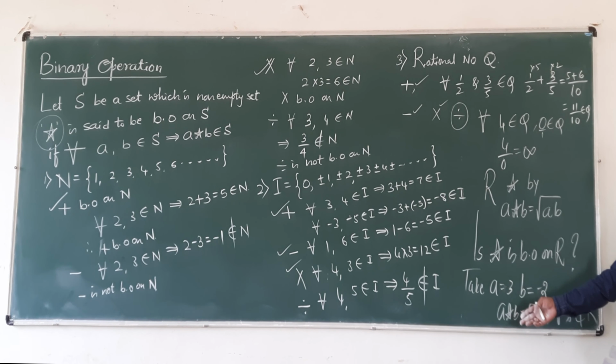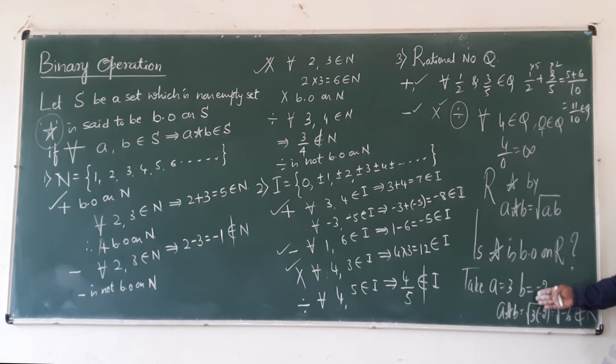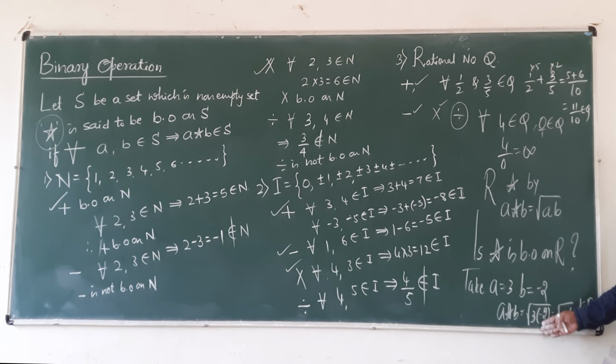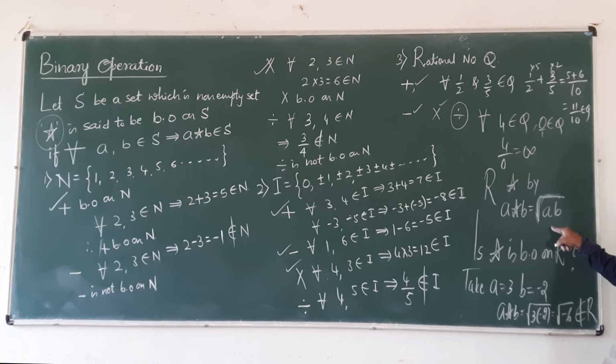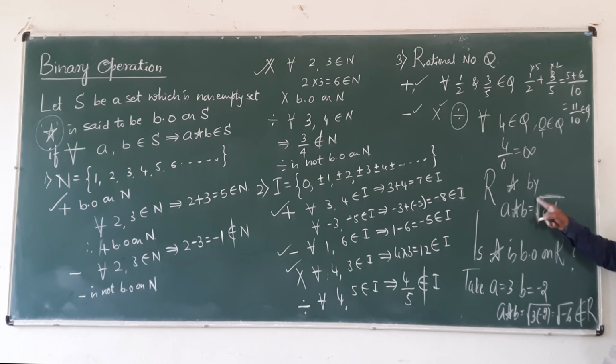Because, counter example: take a is equal to 3, b is equal to minus 2, a star b is equal to root of 3 into minus 2, root of minus 6. Root of minus 6 does not belong to real numbers. So it is not a binary operation. If there were no root, clearly it would be a binary operation. Since the root is there, a complex form comes, so it is not a binary operation. In this example, star is not a binary operation on the set of real numbers.